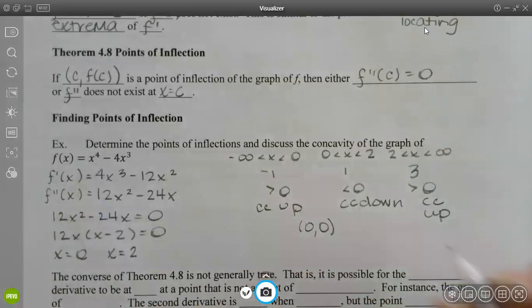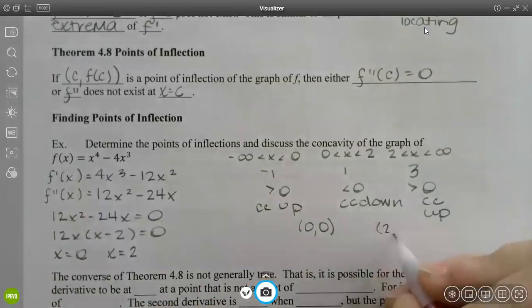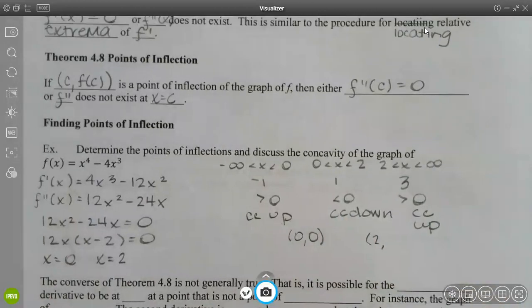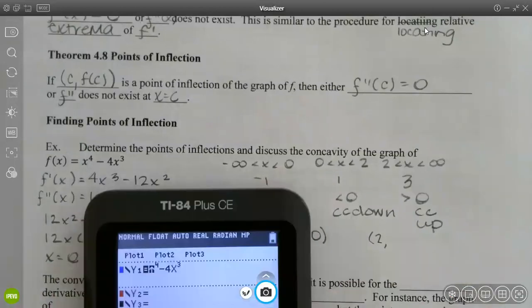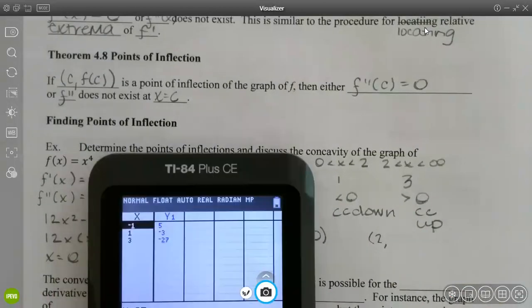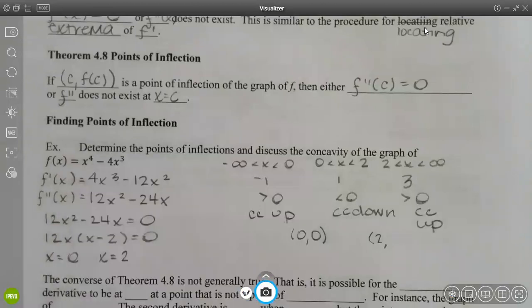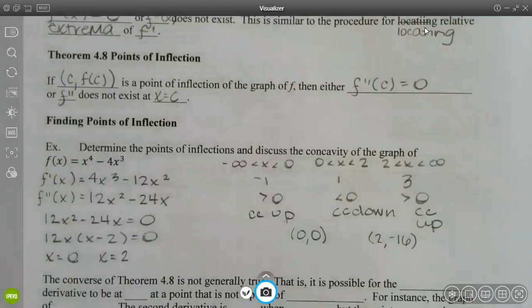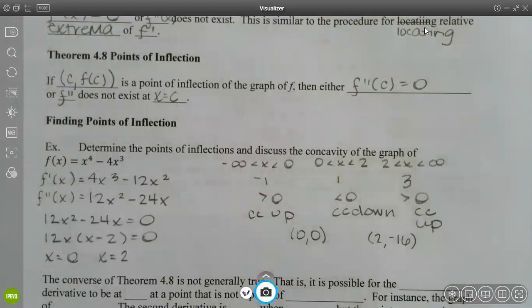So then you have a 2 for your x. Why am I using the 2? Because it went from down to up. So I know that that's a point of inflection. And then just like before, I'm too lazy, so I'm going to put 2 into my calculator and I get -16. Again, you can just plug it into the formula, but I already had it in y equals, so I just stuck it in my table. Any questions? So your points of inflection are (0, 0) and (2, -16).